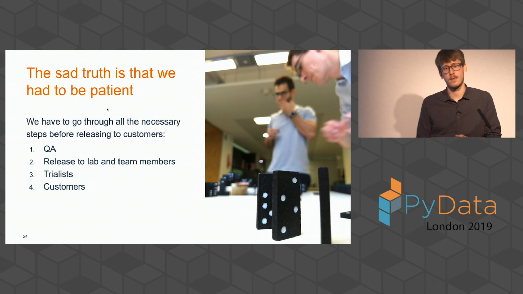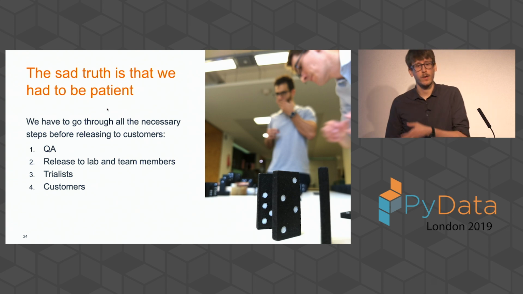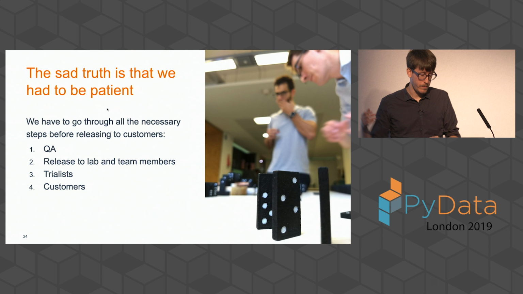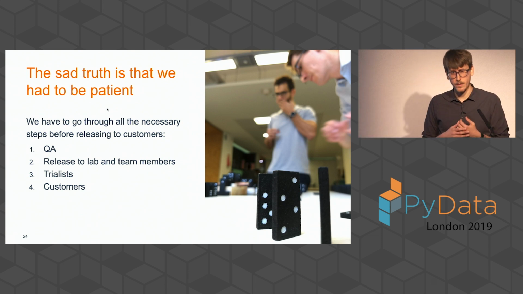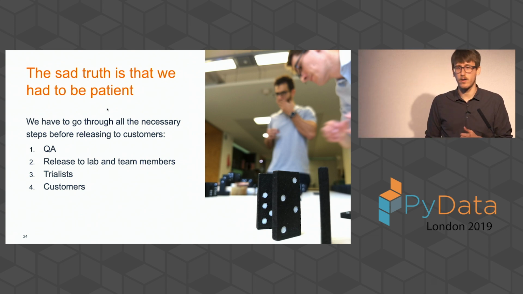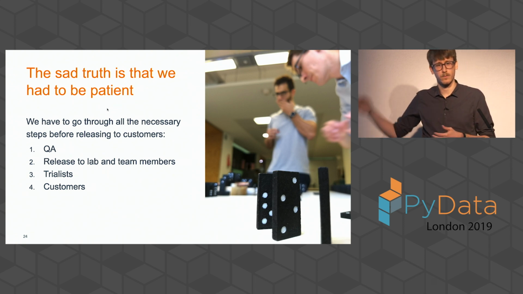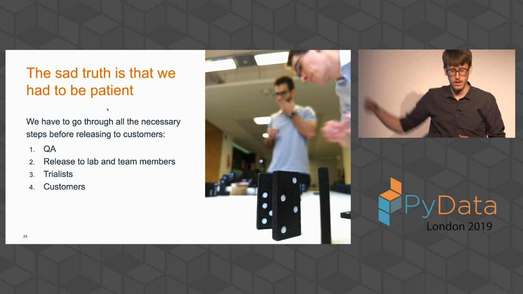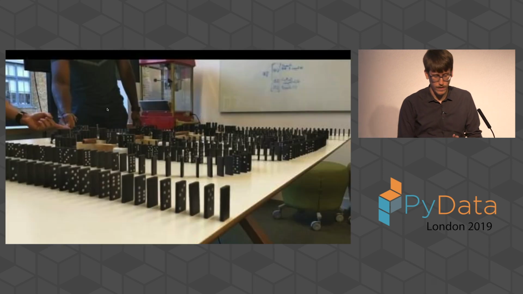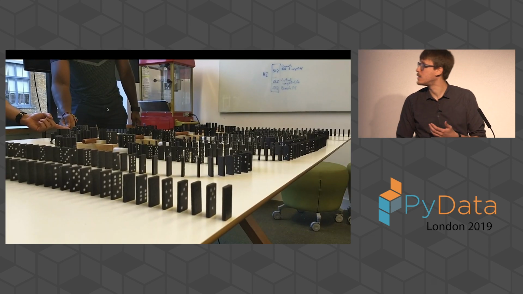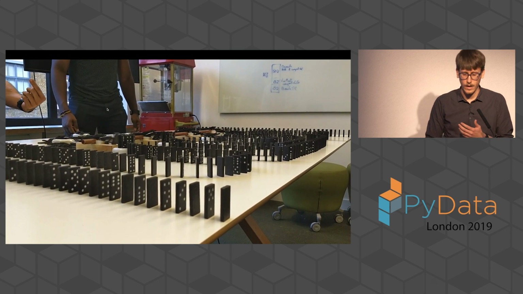And when we see that that works, we move to the next stage, which is this extended group of trialists. And finally, we get to the customers. That model that I briefly mentioned took us 9 or 10 months to go through all of this, because we kept finding problems with firmware and going back to square one. So in the meantime, we had to find something to do, just to wait until our model gets to production.